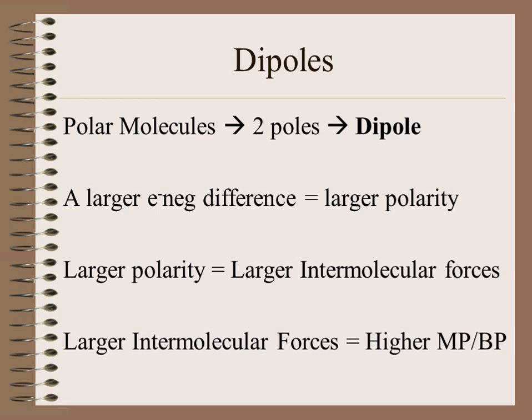So the stronger the polarity, the larger the polarity, the stronger the intermolecular forces, and the stronger those forces are, the higher melting point and boiling point temperatures we're going to see for a particular substance.